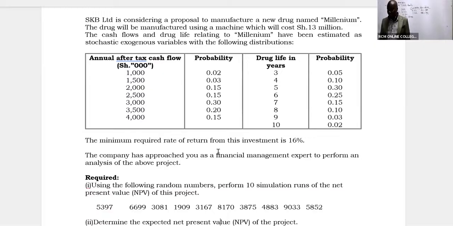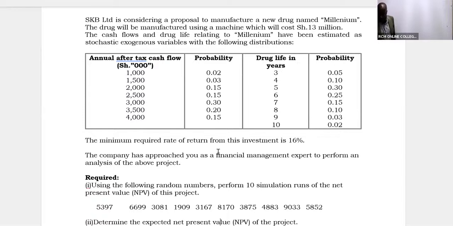The company has approached you as a financial management expert to perform an analysis of the above project. Required: using the following random numbers, perform 10 simulation runs of the net present value of this project. This is an examiner who is wishing you success. You'll be able to get all the marks. These are good examiners, those examiners who are not sadists. They wish you success, and there are not very many on earth.